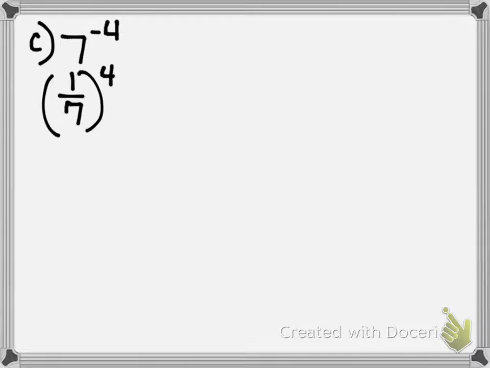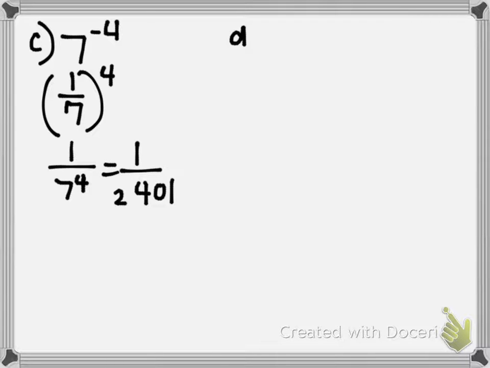Now again, at this point, I didn't do anything with the 4, but what this tells me is I can just take the base 1/7 and multiply it to itself 4 times. So that gives me 1 over 2,401.